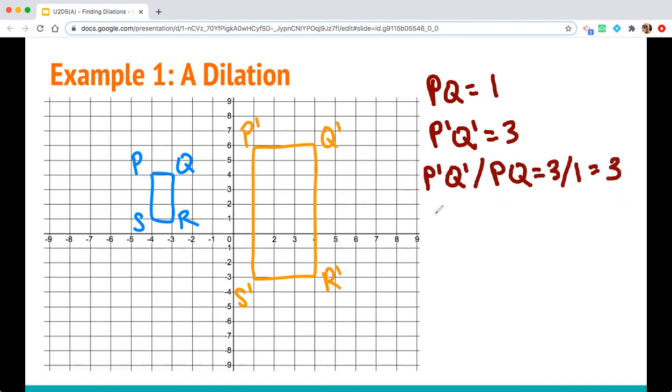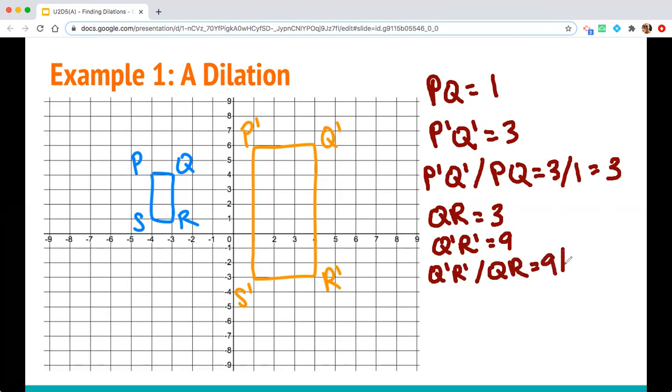So we'll do QR, which is 3 units, and Q prime R prime, which is 1, 2, 3, 4, 5, 6, 7, 8, 9 units. And then image, always first, divided by pre-image. So 9 divided by 3, and that's also 3. So far I notice I have the same ratio between the sides. So I want to make sure that I continue comparing each pair of corresponding sides.